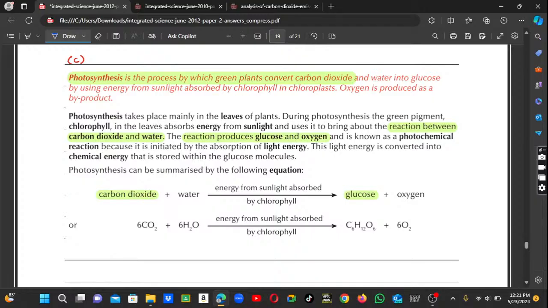So we have carbon dioxide plus water, right? And therefore we have seen that the energy coming from the sunlight is absorbed by chlorophyll. Now we are seeing glucose plus oxygen. So the equation is 6CO2, we are talking about carbon dioxide, plus 6H2O, right? And energy from sunlight absorbed by chlorophyll gives C6H12O6 plus 6O2. Alright? And this is the equation, guys, of photosynthesis.